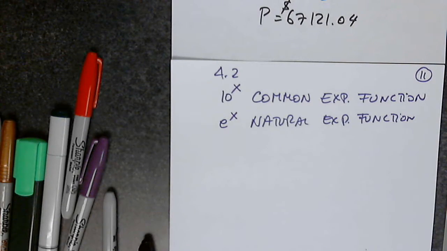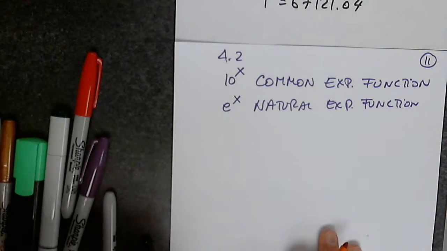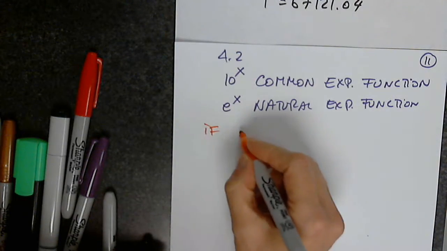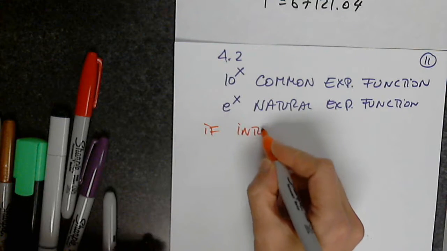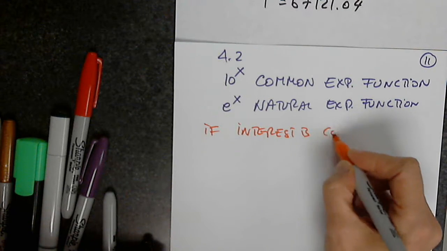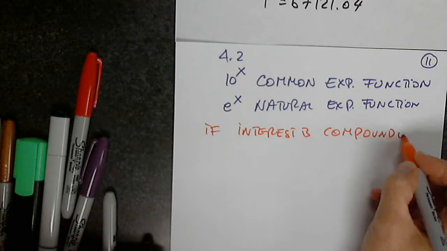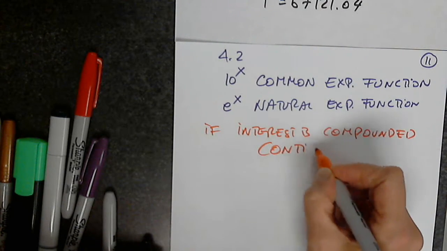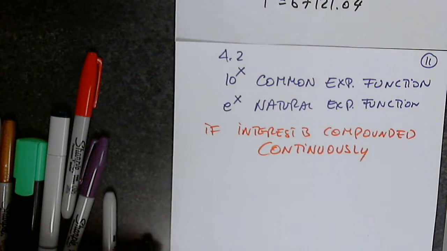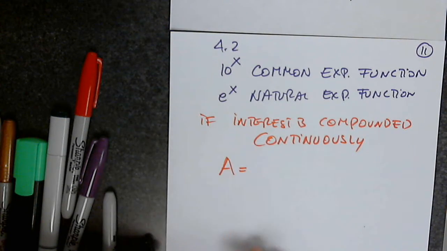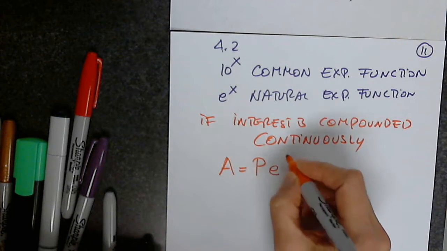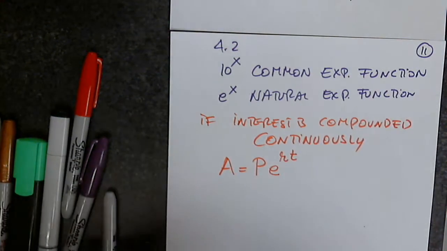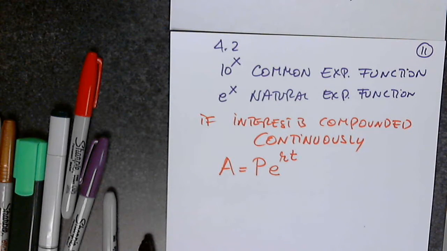So now, if the interest is compounded continuously, then the formula for the accumulated value is the principal times e raised to rt. There is no n because it's compounded continuously. And now let's look at a problem here.